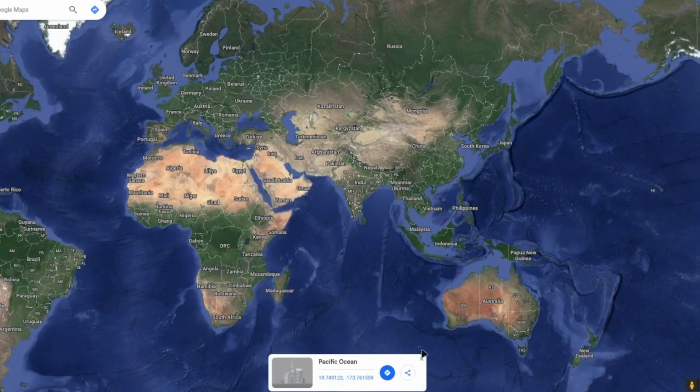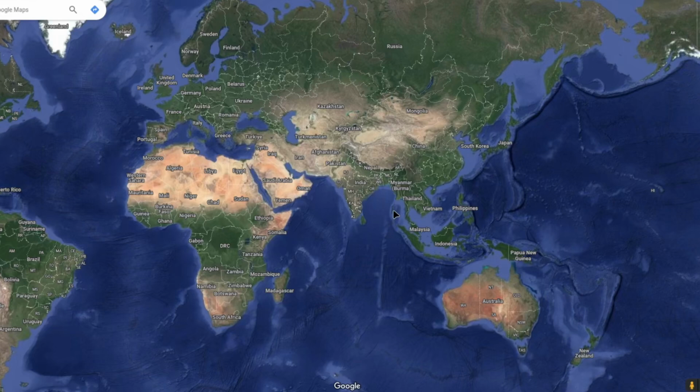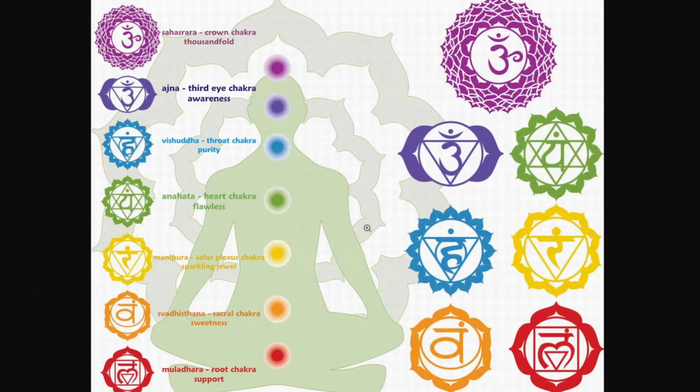So here in front of me we've got Google Maps open, and I wanted to talk about the archetypes, or like the energies related to different areas in the world. All right, so here is the chakra system, right? Which is these energy centers in the body.